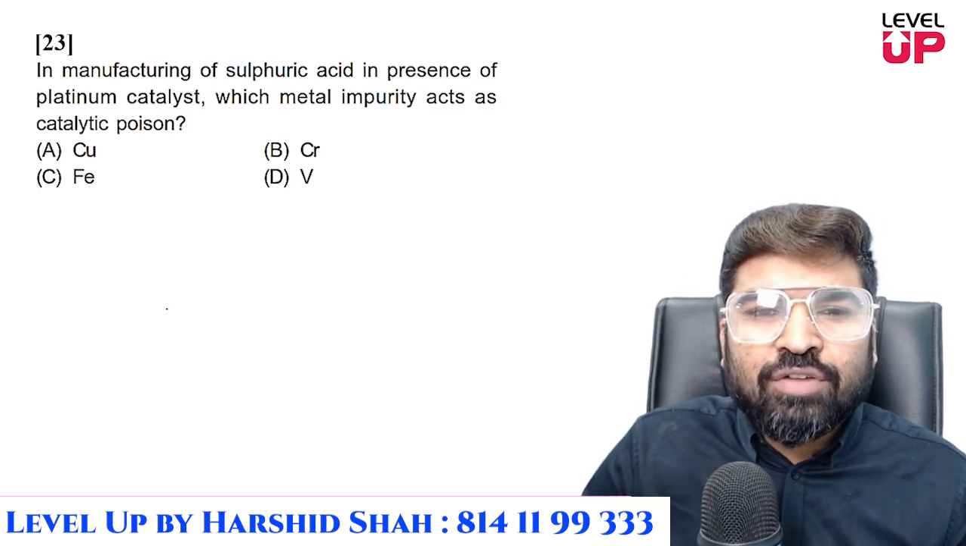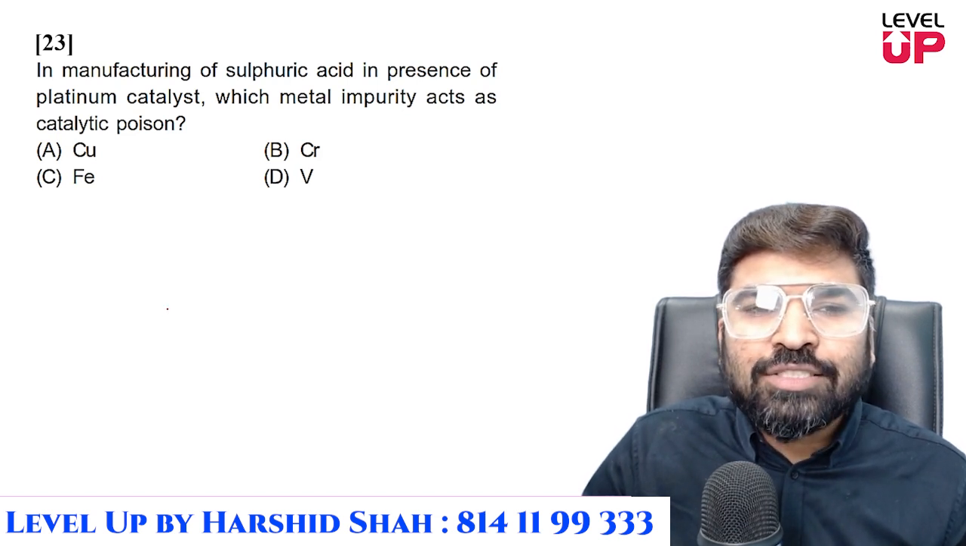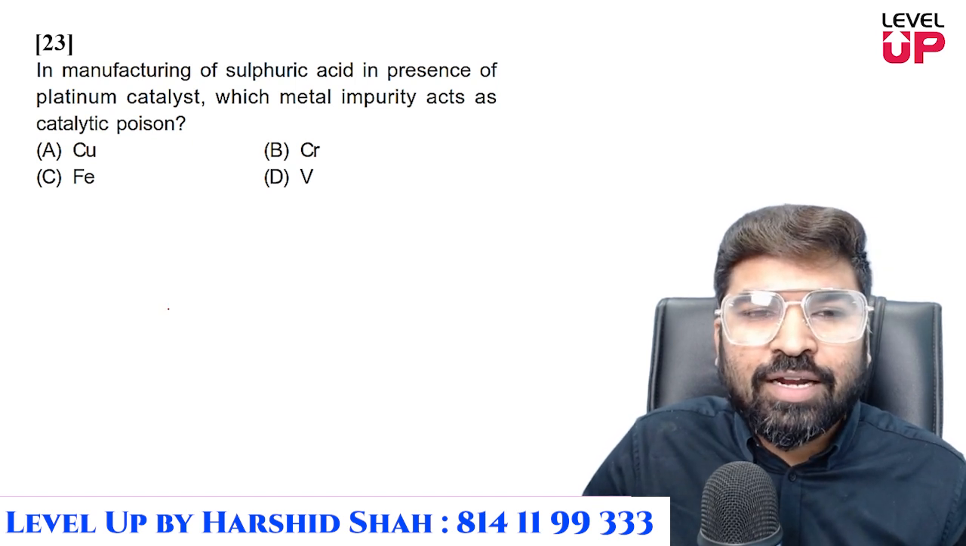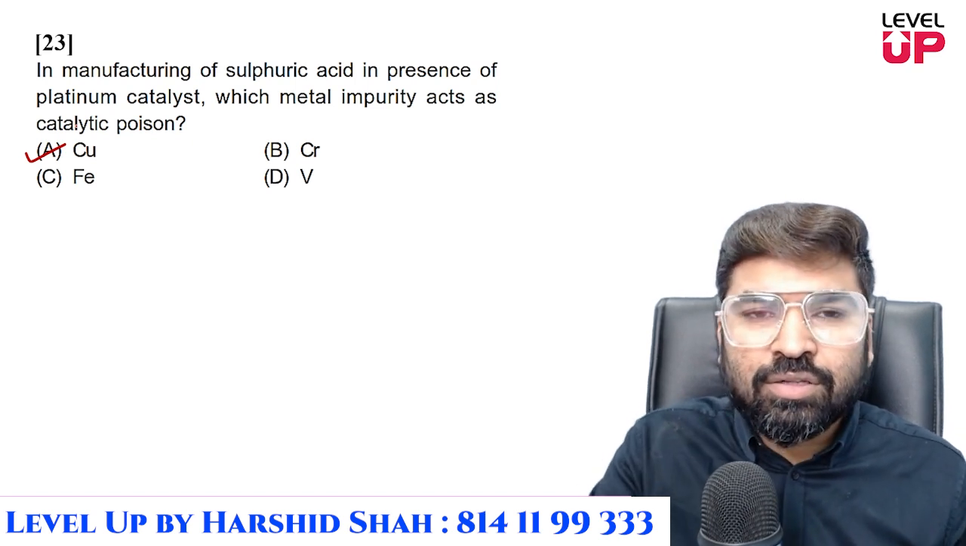In the manufacturing of sulfuric acid in the presence of platinum catalyst, which metal impurity acts as a catalytic poison? So it is copper which can hinder the reaction.